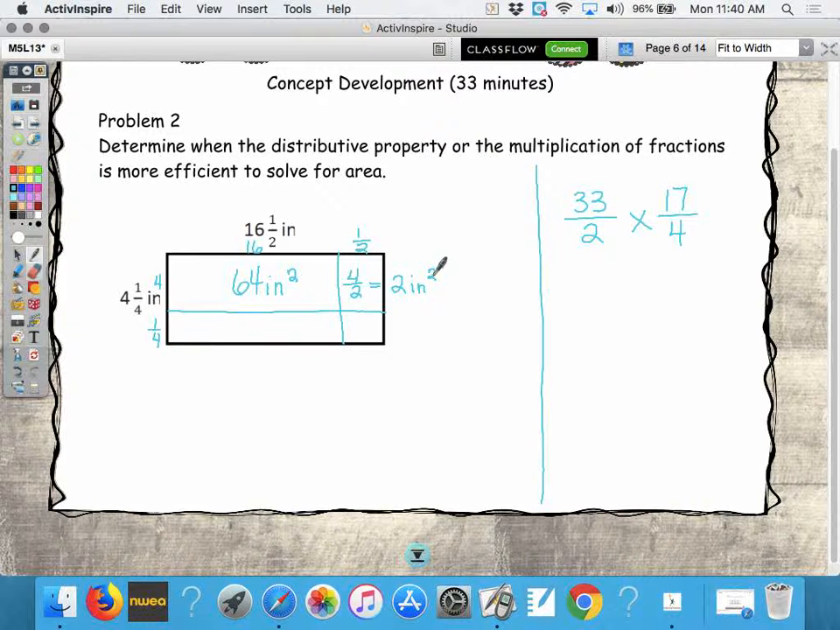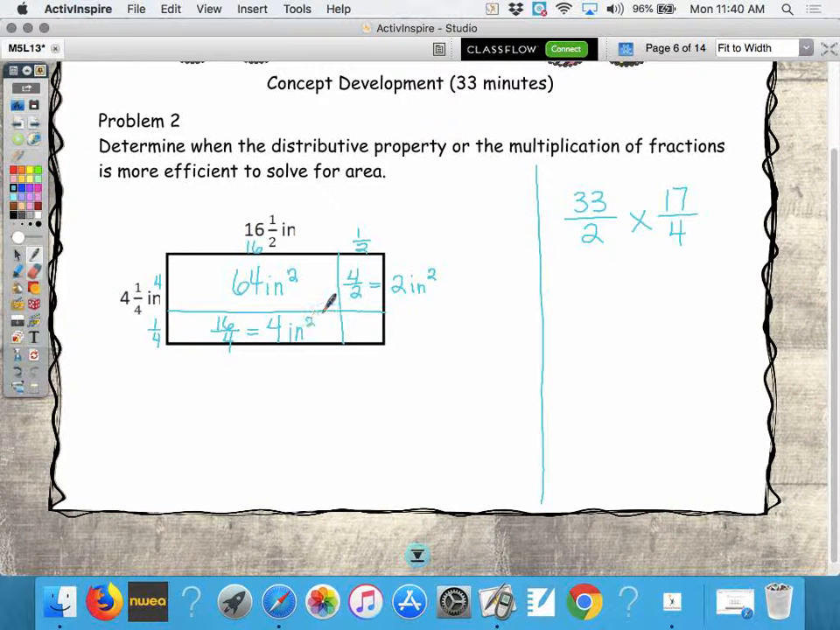Okay, the next one. 1/4 times 16, George V. What would that be? 16/4. And that's a whole number also. What whole number is it, George V? 16 divided by 4. 4 times something equals 16. 4.